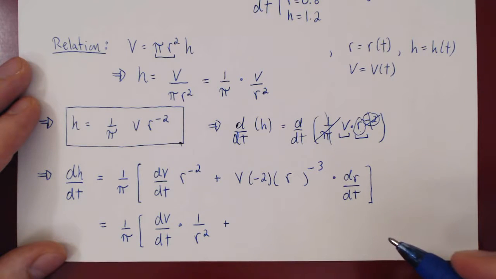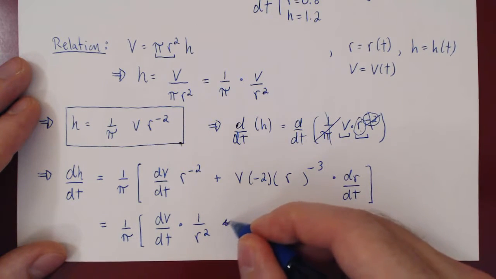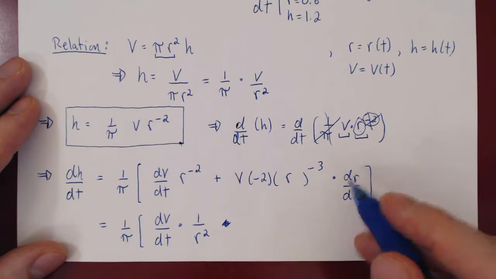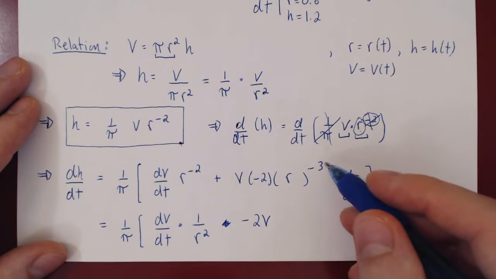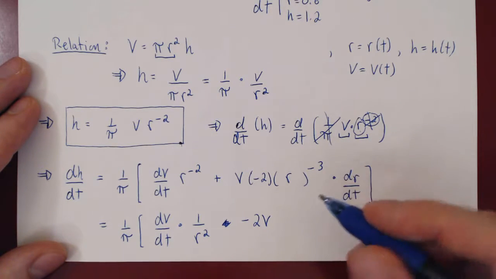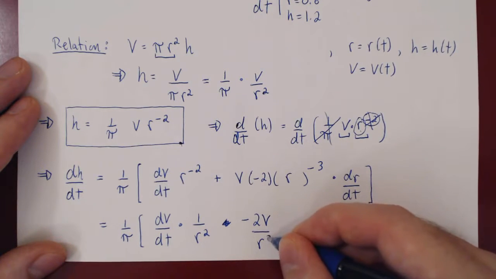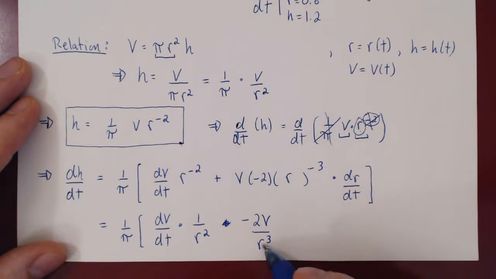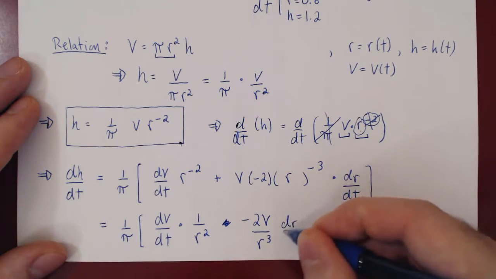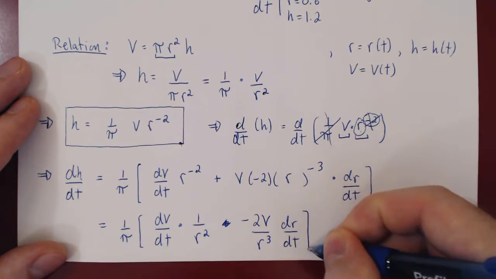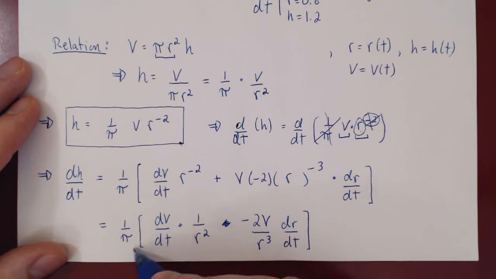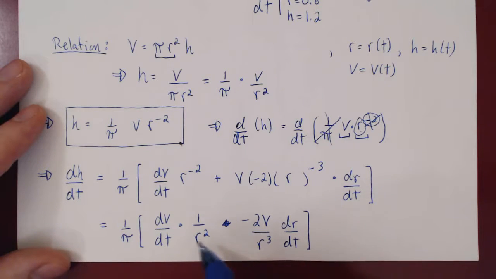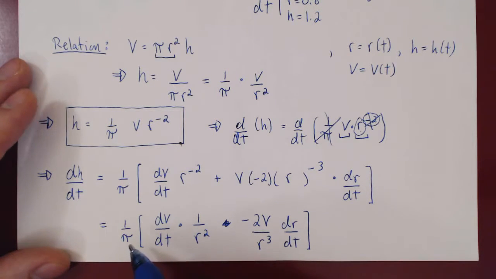Plus, well, I should have said minus, right? Minus 2v. And if you multiply by r to the negative 3, if you want the positive exponent, that's just 1 over r cubed. So negative 2r over r cubed times dr over dt. So it's this minus this, and the whole thing times 1 over pi. If you wanted, you could factor 1 over r squared, but let's not do that here.